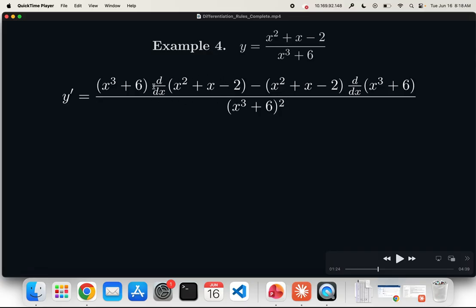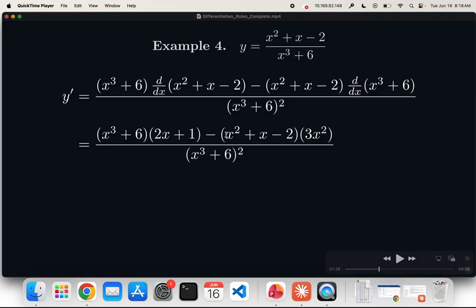Now when we differentiate the high function, it's just the power rule applied to each of these. To differentiate x squared, for example, is 2x. Differentiating x is 1, and differentiating a constant is 0. So the derivative of this is just 2x plus 1. Then to differentiate this, again it's the power rule applied separately. The derivative of x cubed is 3x squared. Differentiating a constant is 0. So that goes here.